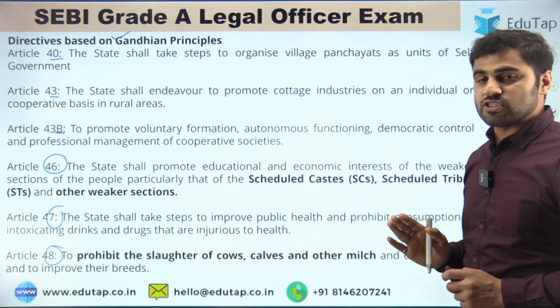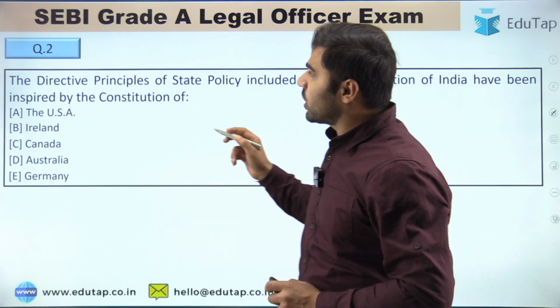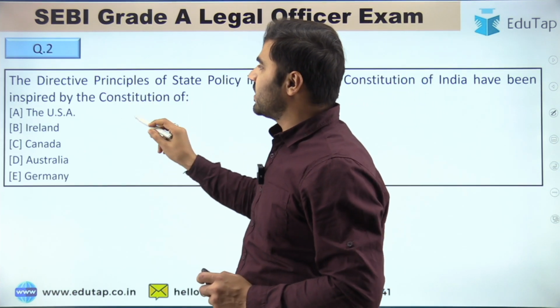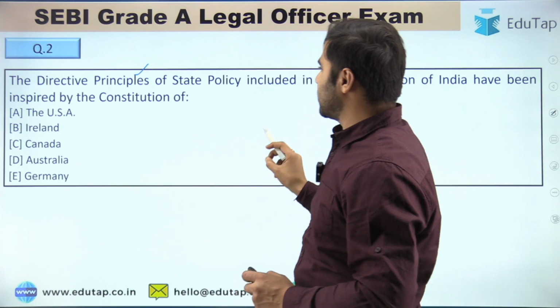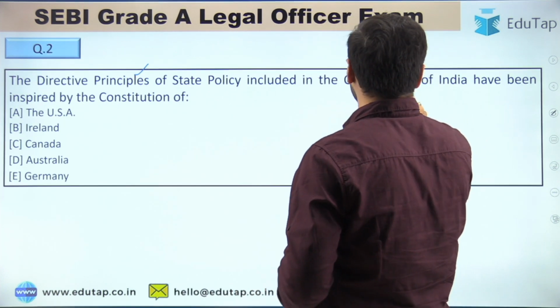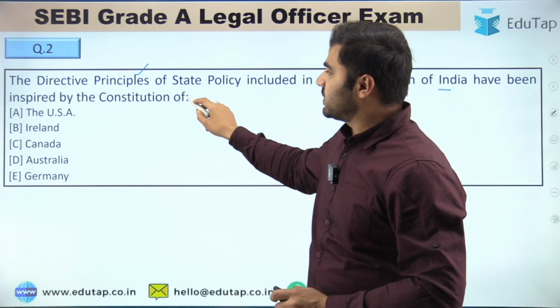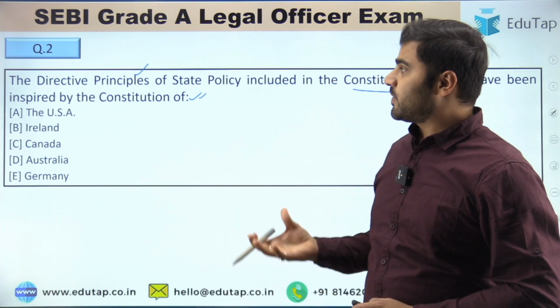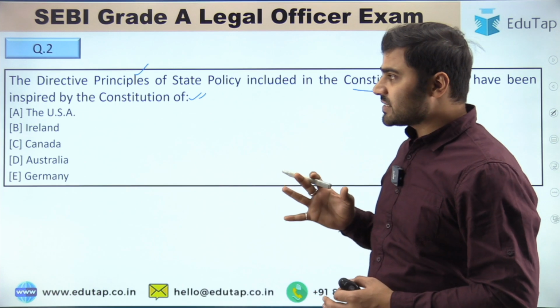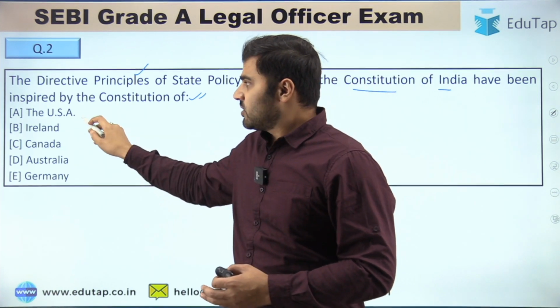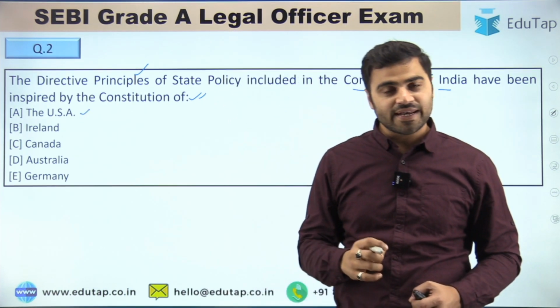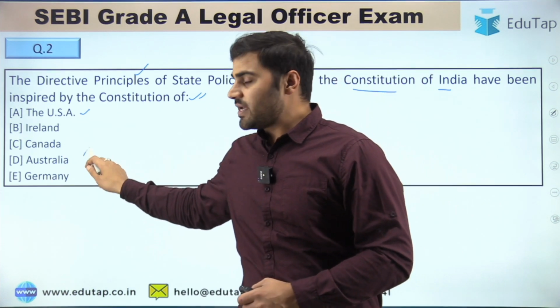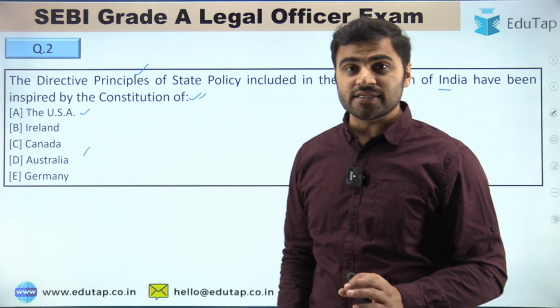Now let's move to question number second. Question number second is, the directive principles of state policy included in the Constitution of India have been inspired by the Constitution of which country? Basically, from which Constitution is the DPSP inspired? Your options are USA, Ireland, Canada, Australia and Germany. So what is the right answer?